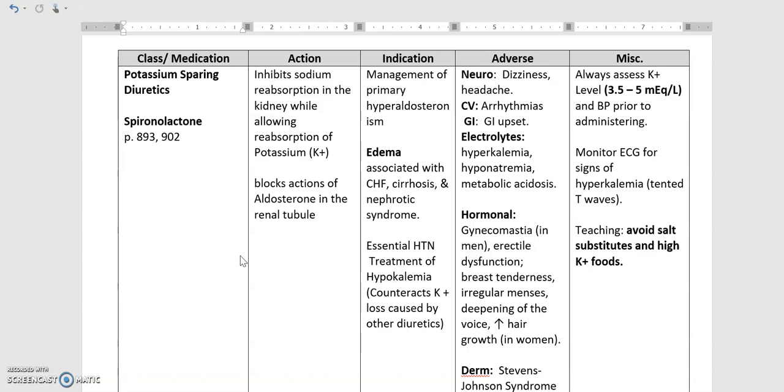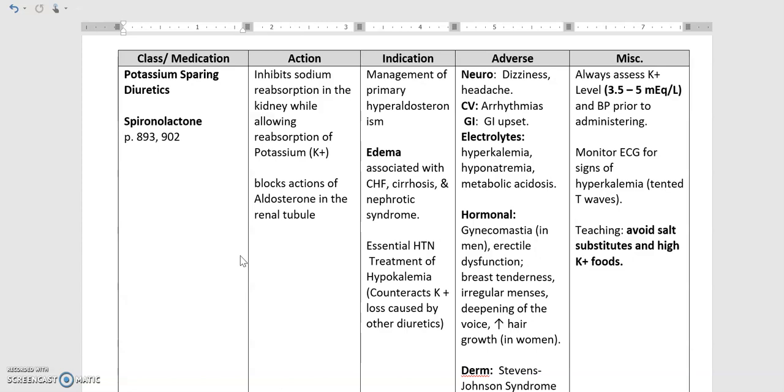The adverse symptoms, again, as for the other diuretics, are dizziness, headache, arrhythmias, GI upset, and you can develop hyperkalemia because the potassium is spared and kept in the system, hyponatremia, and metabolic acidosis.